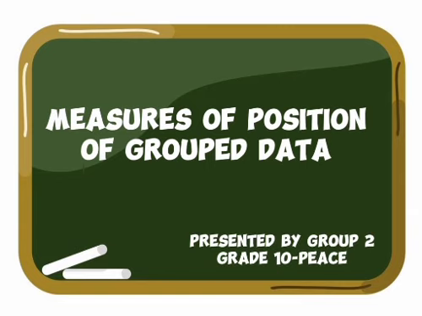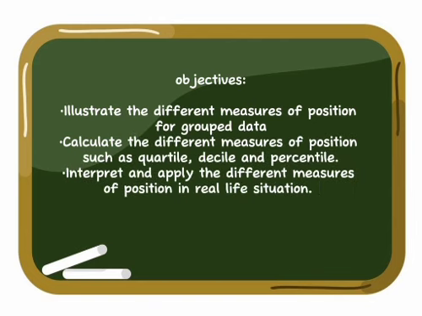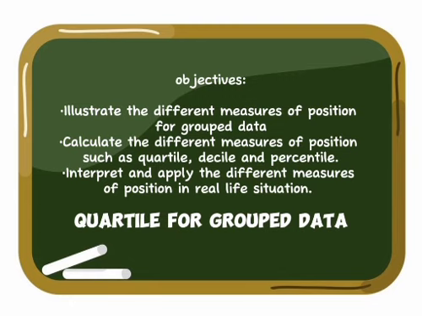Before we proceed to our lesson for today, let us first identify the objectives of our lesson. At the end of this lesson, you should be able to illustrate the different measures of position for the group data and calculate the different measures of position such as quartile, decile, and percentile. Interpret and apply the different measures of position in real-life situations. For this video, we will talk about quartile for group data.